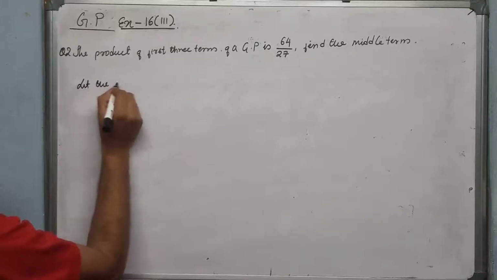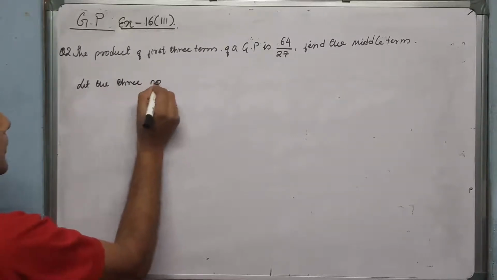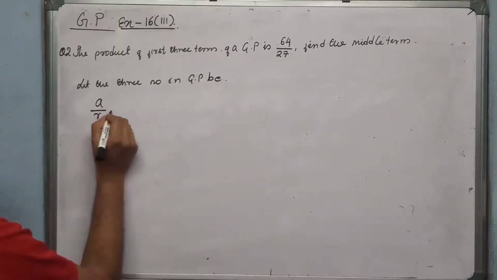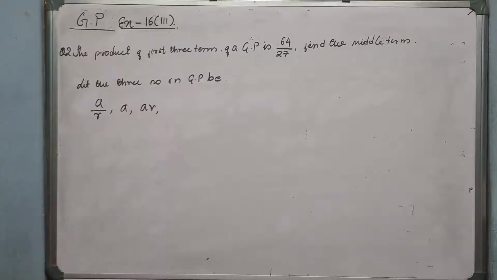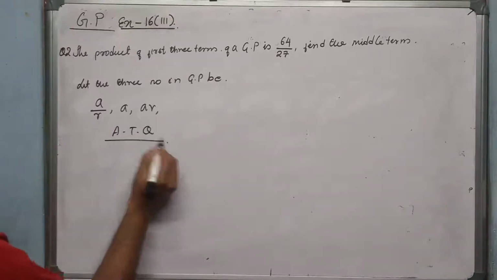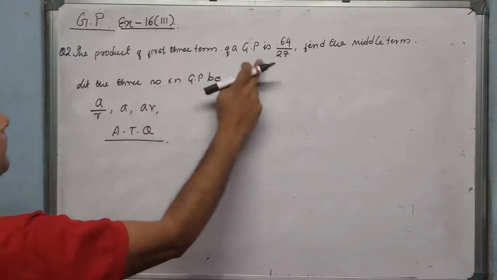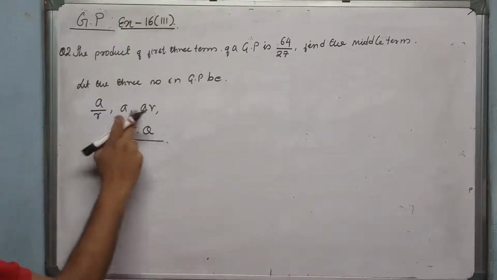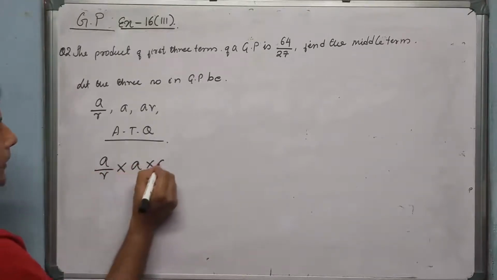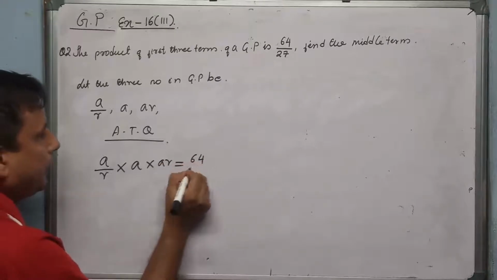Let the three numbers in GP be A by R, A, AR. Now, according to the question, what is given? The product of the first three terms of a GP is 64 by 27. That is, the product of these three numbers is 64 by 27. Product means you have to multiply. It is 64 by 27.